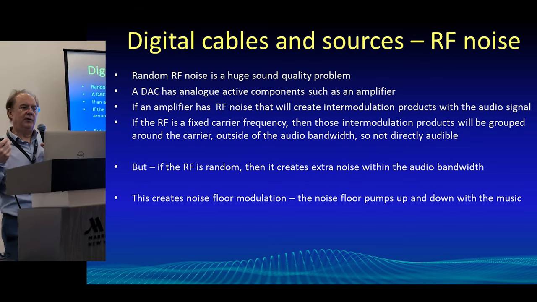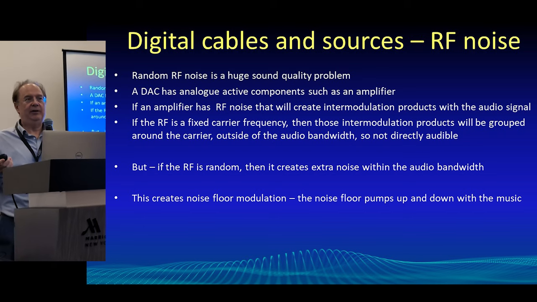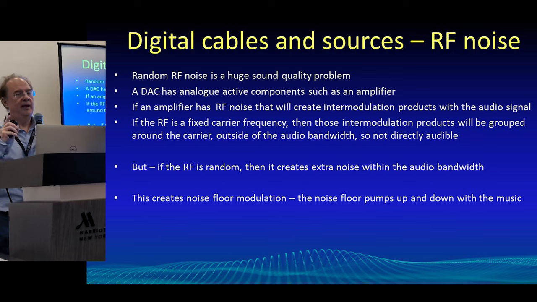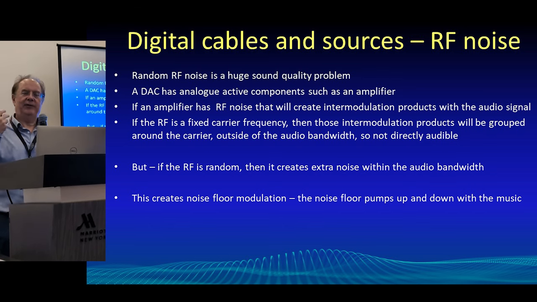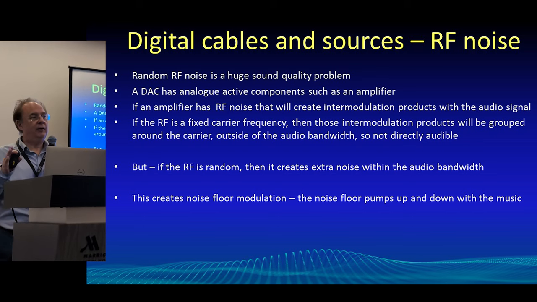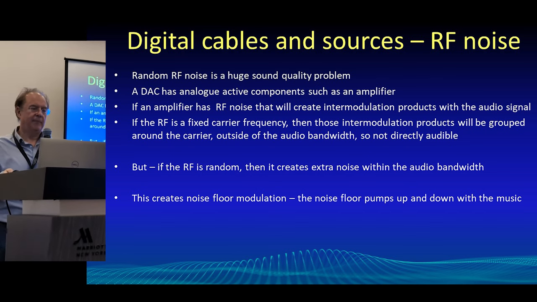So noise floor modulation can cause a big sound quality problem, so you need to remove the random RF noise. The key here is random RF noise. If it's a fixed switching frequency RF noise, it doesn't matter so much because the intermodulation products will be around the carrier frequency. It won't be in the audio bandwidth. But random noise is the key.